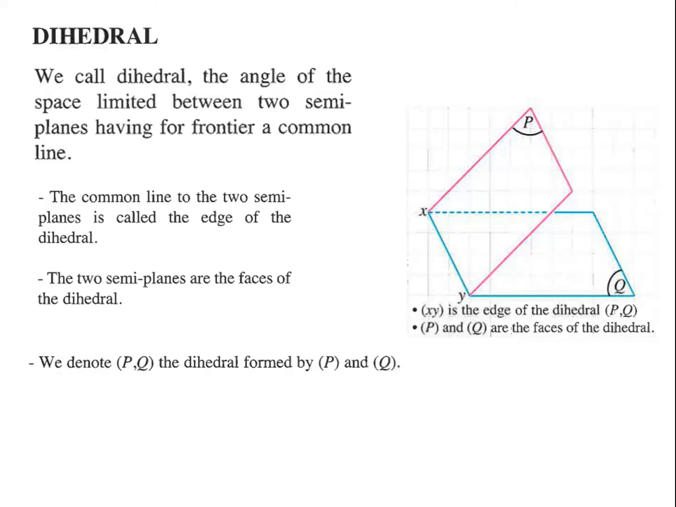The dihedral, what do we mean by dihedral? We call dihedral the angle of the space limited between two semiplanes having for frontier a common line. If we have two semiplanes intersecting this way, the angle formed is called a dihedral, and the common line is called the edge of the dihedral. The two semiplanes are the faces of the dihedral, and we denote it by PQ, the dihedral formed by P and Q.